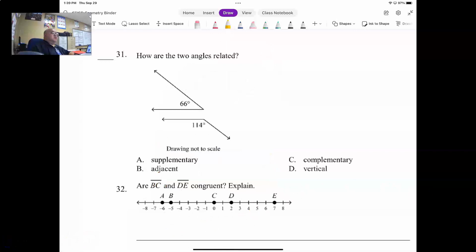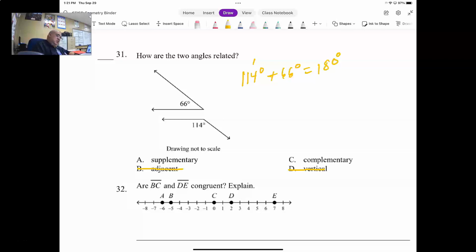How are the two angles related? Well, we know that one of them is 114 degrees. And we know that the other one is 66 degrees. Now, they're not adjacent, because if they were adjacent, they would be sharing the same side. They're not vertical angles because they're not opposite each other. You want to always do your testing strategies. So now let's add 66 and 114. 6 plus 4 is 10. So it's 180 degrees. So when I add both angles, it's 180 degrees.